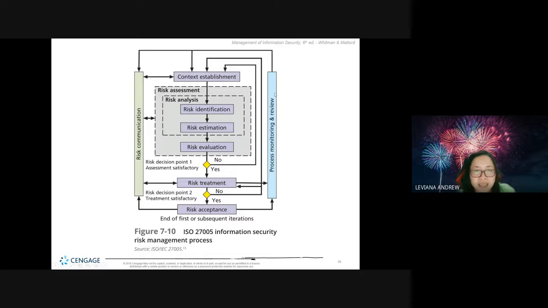The process is number one, context establishment, and then after that, identify, estimate, and evaluate the risk. If the decision point is satisfactory, yes, go for risk treatment. Sekiranya belum, perlu review lagi semula the context establishment.